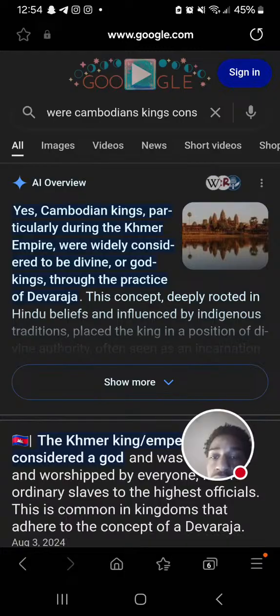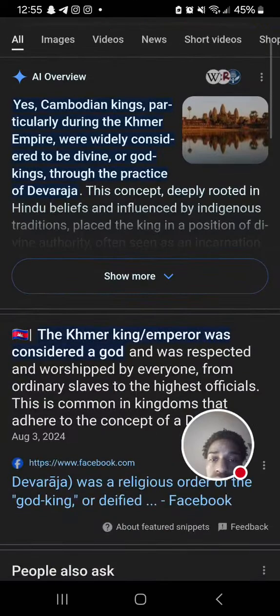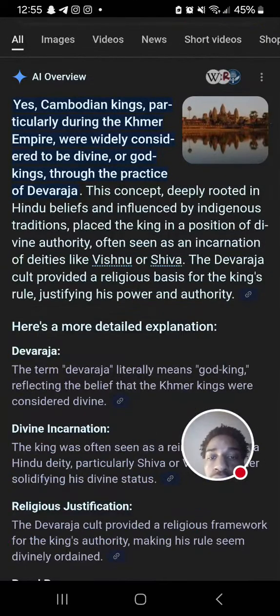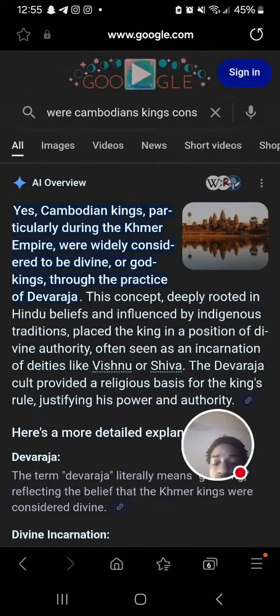Yes, Cambodian kings, particularly during the Khmer Empire, were widely considered to be divine or god-kings through the practice of Devaraja. This concept, deeply rooted in Hindu beliefs and influenced by indigenous traditions, placed the king in a position of divine authority, often seen as an incarnation of deities like Vishnu or Shiva. The Devaraja cult provided a religious basis for the king's rule, justifying his power and authority.